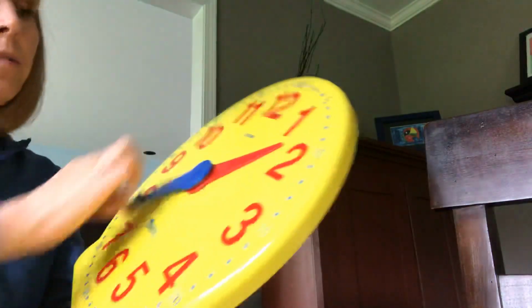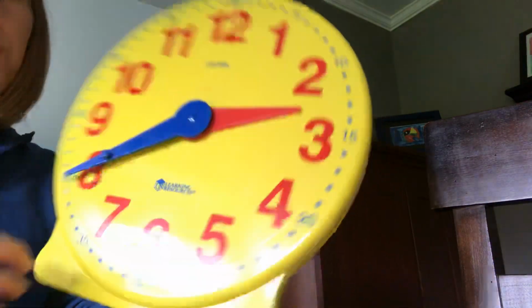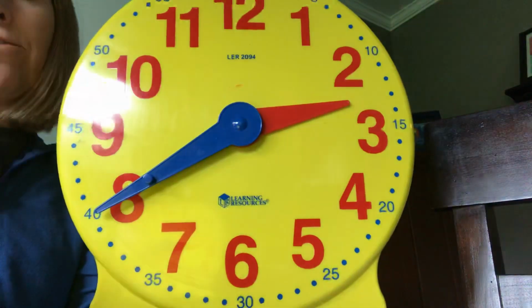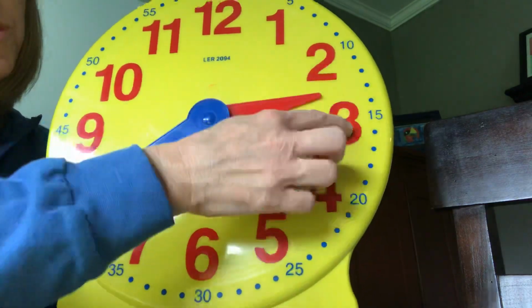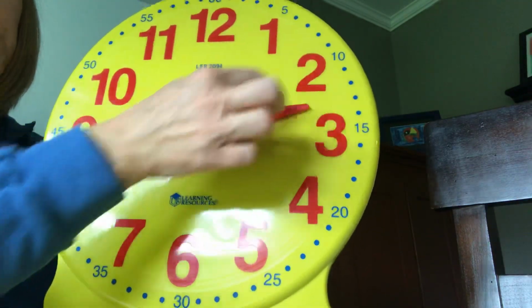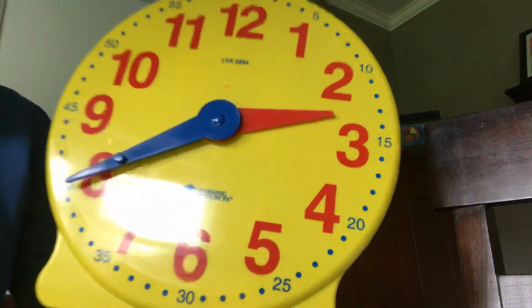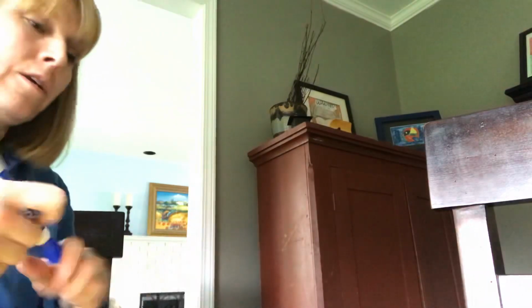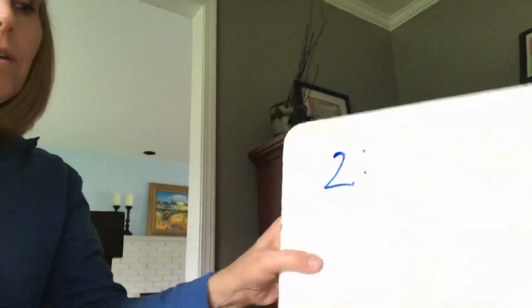Okay, let me do another one. What if we had this time? Do your shorthand first. You go between the two numbers, and it's between, so you go back. So 2, so the hour is 2. I'm actually going to write that down. The hour is 2. Rhett, can you come hold this real quick?